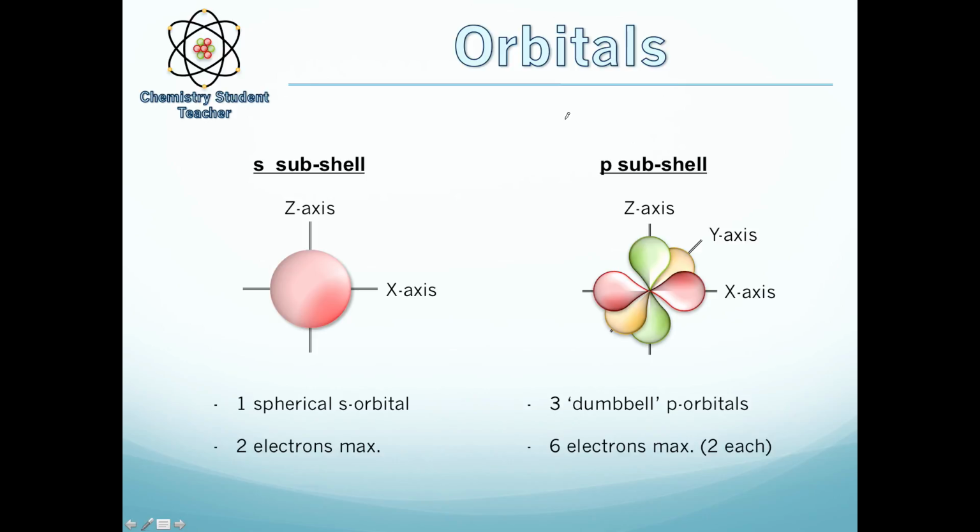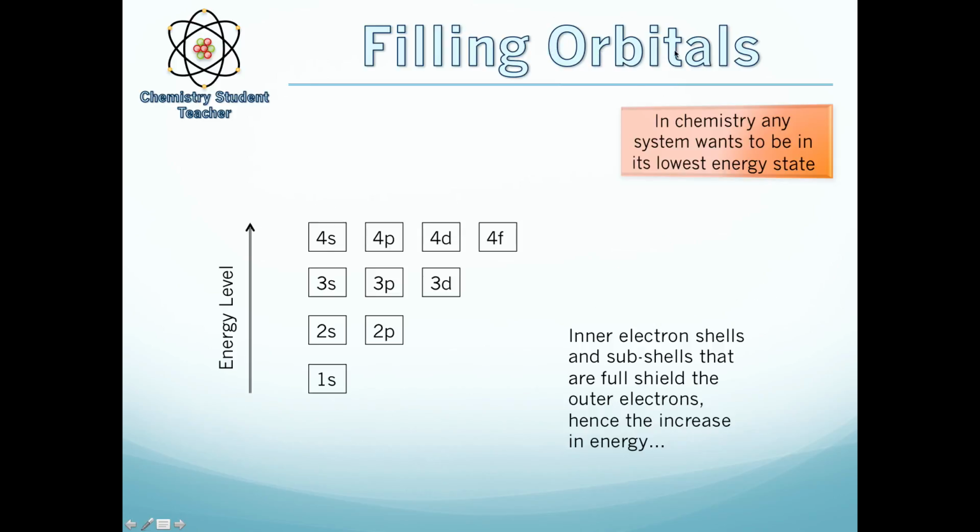So how do we actually fill the orbitals and know how to do it? One thing we have to always remember is this little bit up here. In chemistry, any system wants to be in its lowest energy state. It doesn't matter what it is. Chemistry loves being in a low energy state.